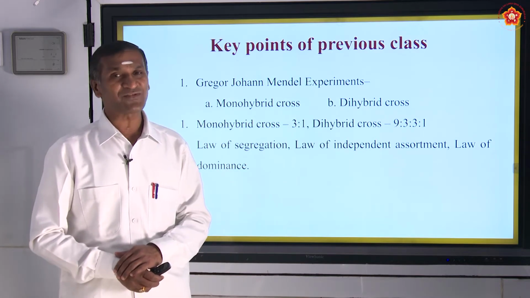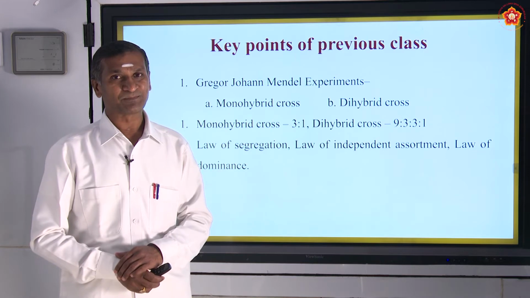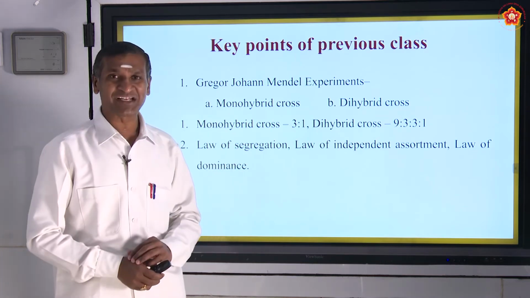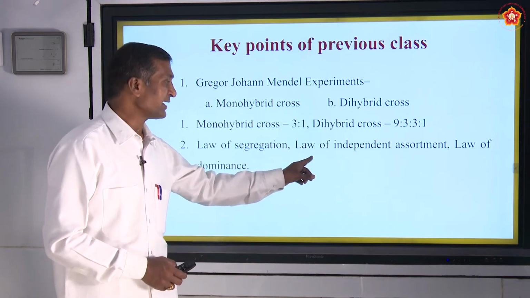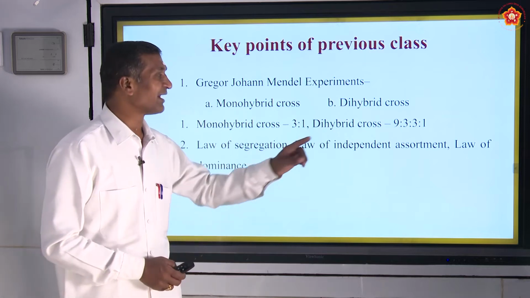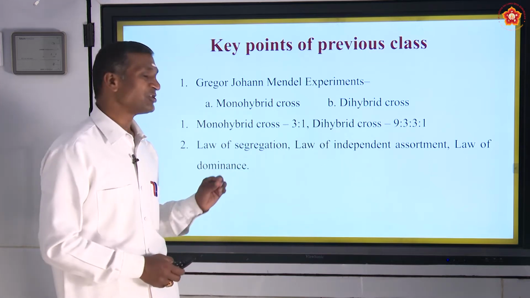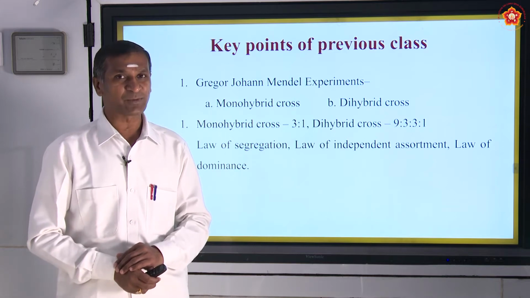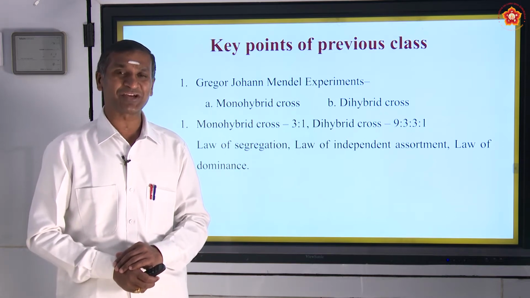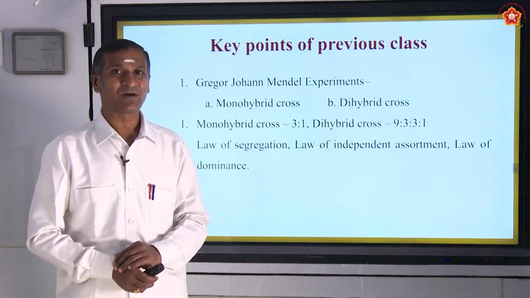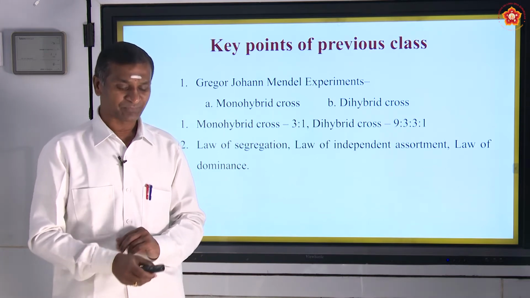Further, he proposed the laws on the basis of his experiments. The first, law of segregation; the next, the law of independent assortment; and the law of dominancy. These are the 3 laws that were proposed by Gregor Johann Mendel on the basis of his experiments on garden pea.